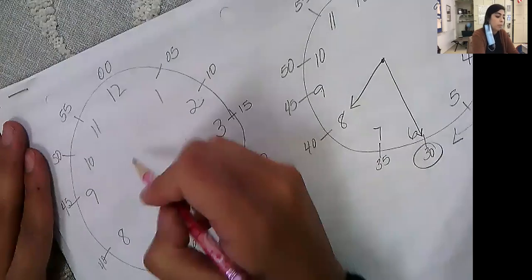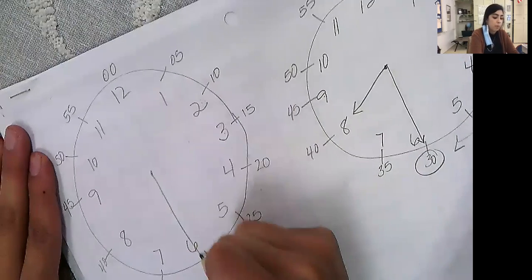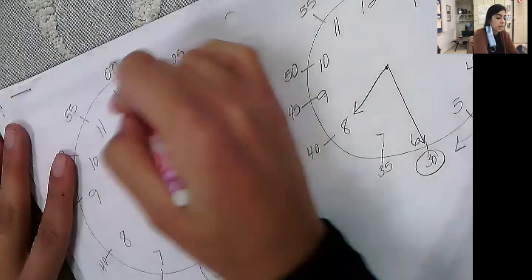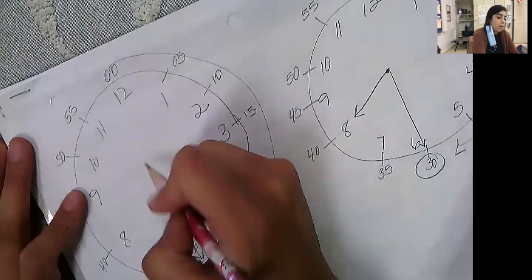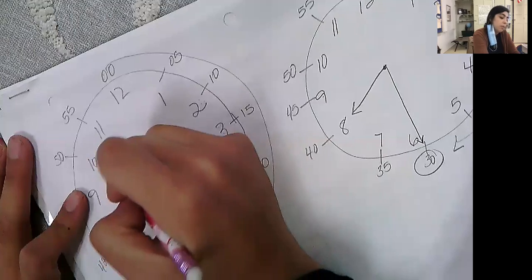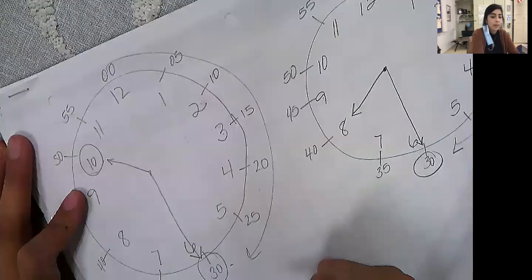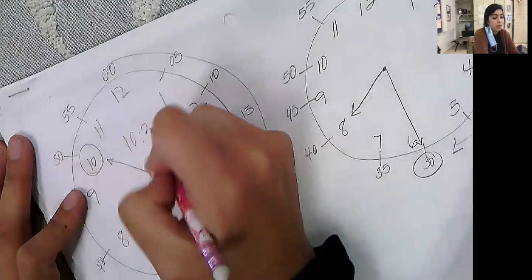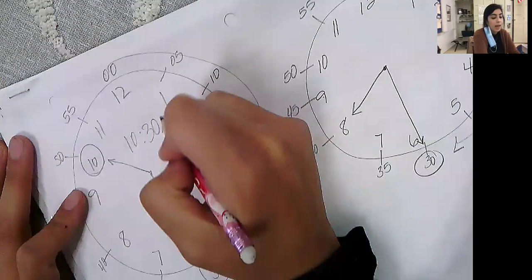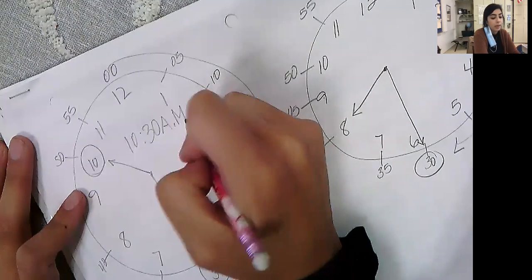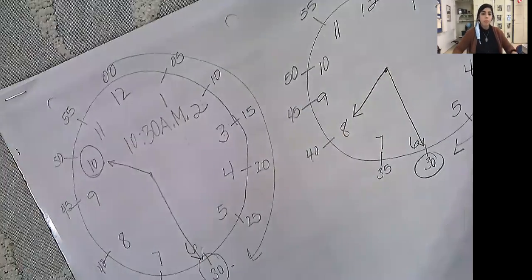Okay, I said it was 10:30. So we're gonna point our big hand to the 30 minutes because it's halfway around the clock. And we're gonna point our little hand to the 10 because we're trying to get the 10, right? So it's 10:30, ante meridian, A.M. Perfect.